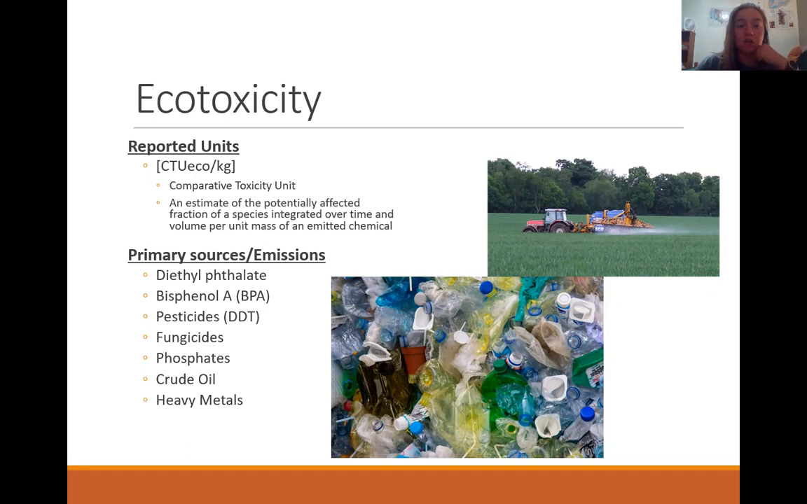And these all accumulate in the different aquatic organisms in different ways, but they are all harmful in one way or another. So ecotoxicity is a good measurement of understanding the impacts of a chemical or product on an environment, as I mentioned before.